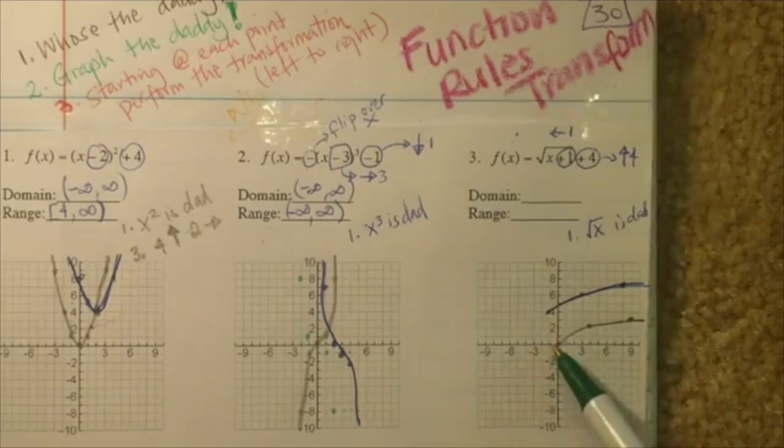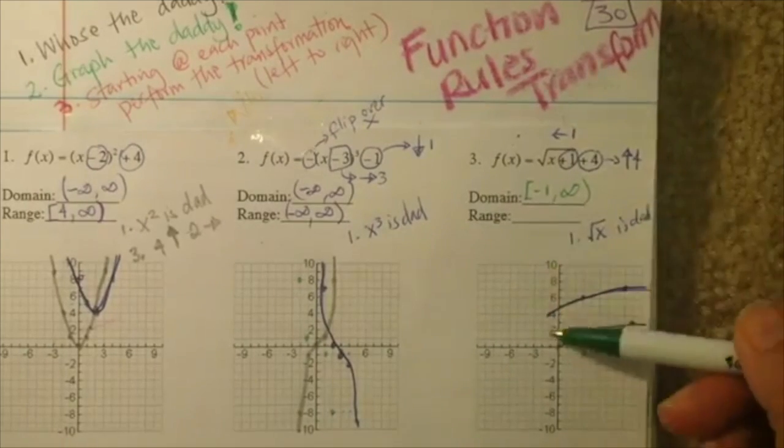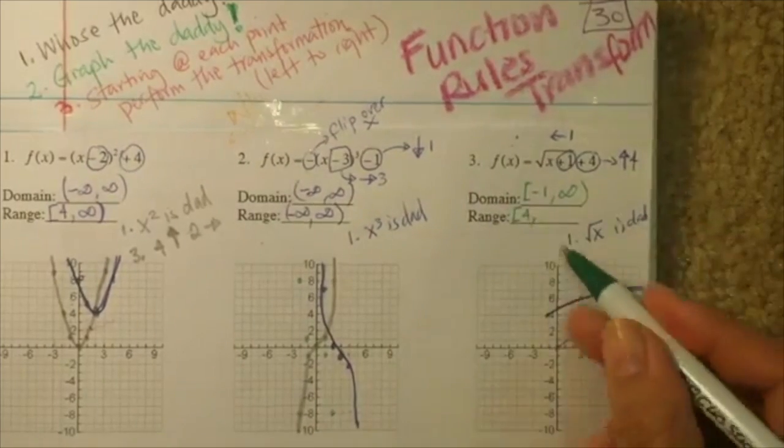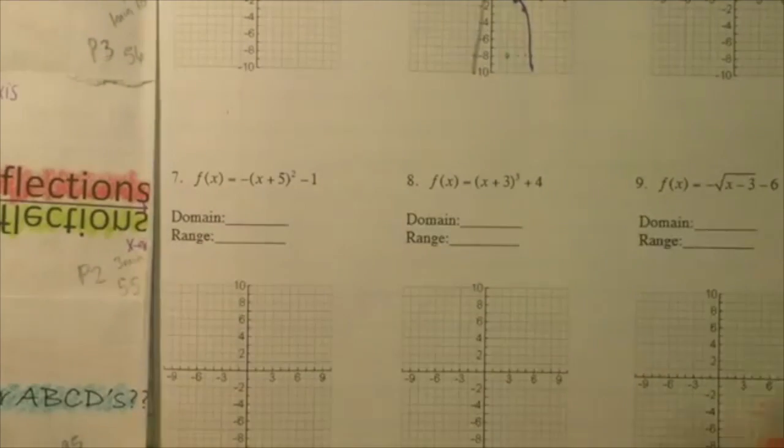Domain. It starts at negative 1, so including negative 1 is a bracket, and goes on forever. On the y, it starts at 4 with a bracket because it includes 4, and goes on forever. That's it.